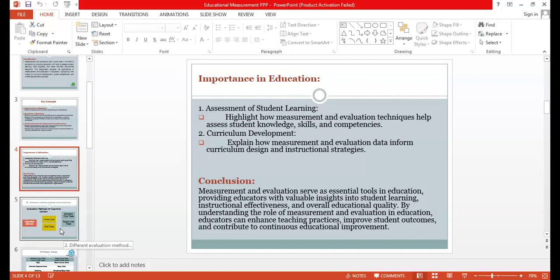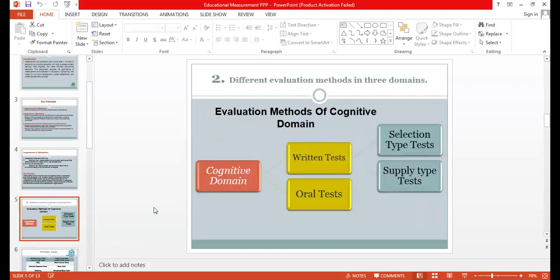My topic is different evaluation methods in 3 domains. As we know, there are 3 domains: cognitive domain, affective domain, and psychomotor domain. In the cognitive domain, we evaluate knowledge; in the affective domain, attitudes; and in the psychomotor domain, we evaluate skills. Today, I'm going to talk about evaluation methods in the cognitive domain.